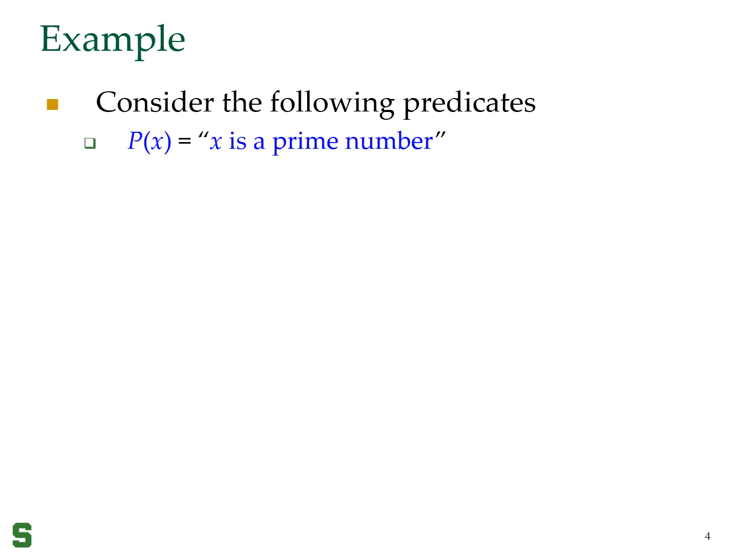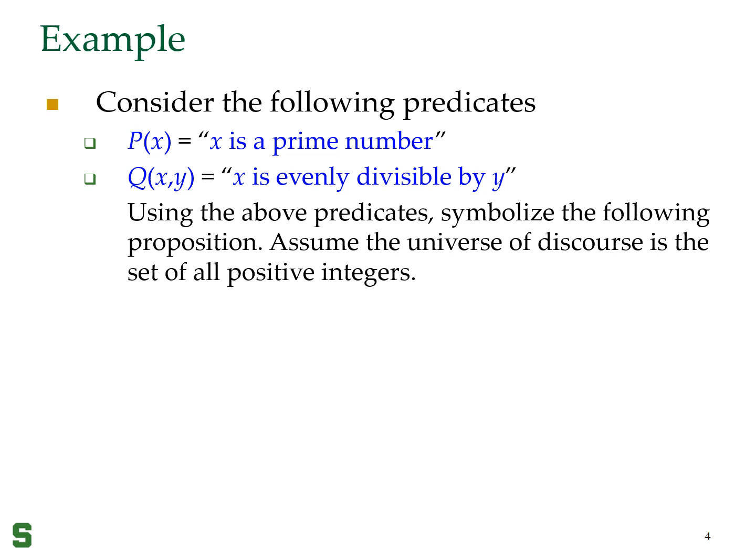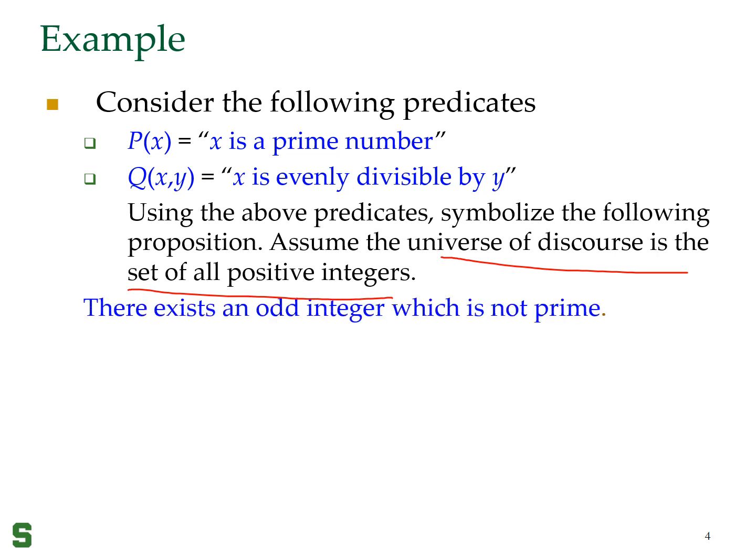Let's consider this predicate. P(x) denotes that x is a prime number. Q(x,y) says x is evenly divisible by y. Using these predicates, we want to symbolize the following proposition. For sake of discussion, let's assume that the universe of discourse is the set of all positive integers. There exists an odd number which is not a prime.